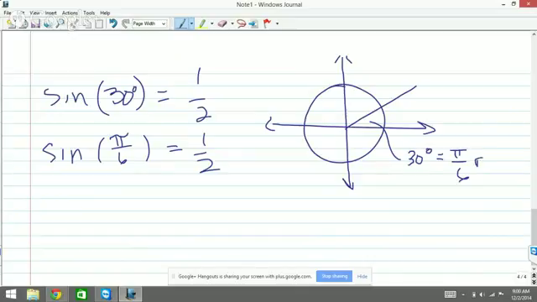Okay, 30 degrees and pi over 6 radians are the same measurement. So if you need to for now, you can switch back and forth. I prefer now to work in radians. It's much easier.